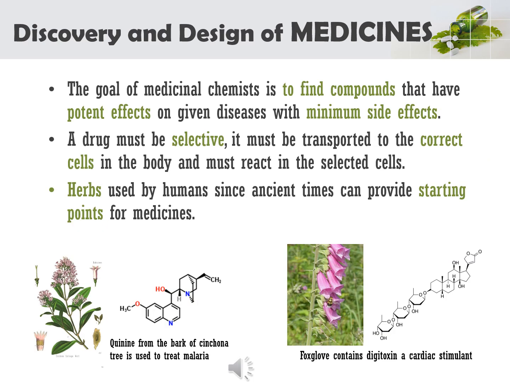Modern medicinal chemists aim to design drugs that target diseases effectively with minimal side effects. Starting points for many drugs come from nature. For instance, quinine treats malaria and digitoxin from foxglove supports heart function. The goal is to create selective medicines that work in specific cells while avoiding unintended effects.